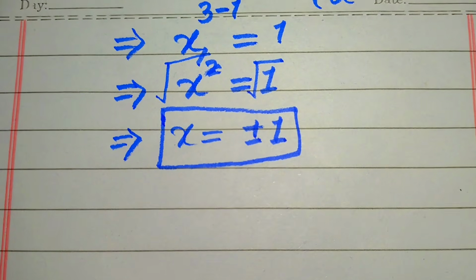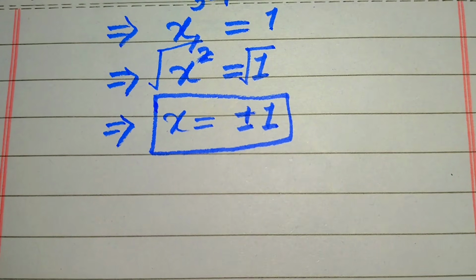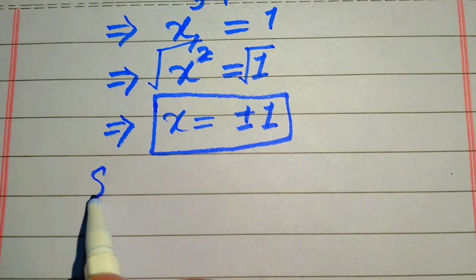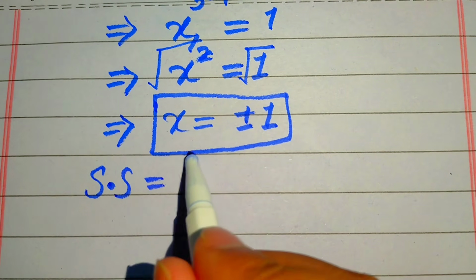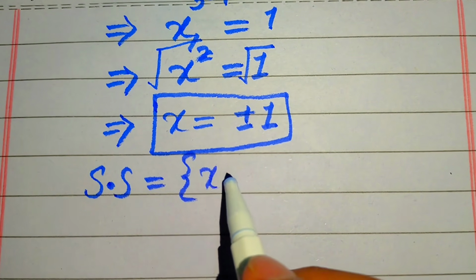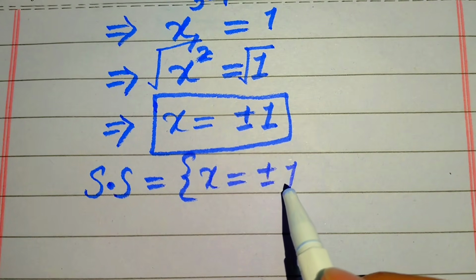So in the second method, you see here we obtain these two roots of the given equation, and in the first method we already verified that these two roots satisfy our given question statement. So finally we have the solution set of the given question: x equals plus minus 1.